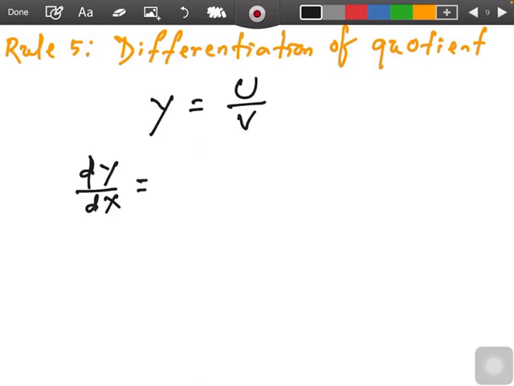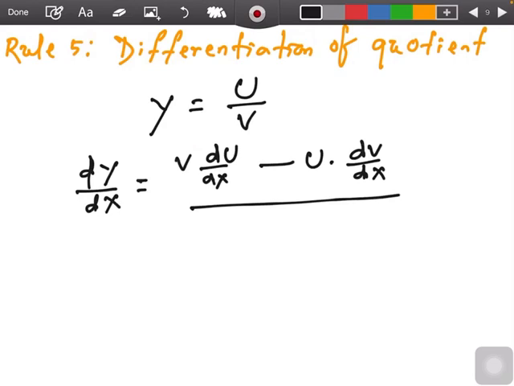So this is your v d by dx of u minus u derivative of v with respect to x divided by quotient का square, v square. This is rule number 5. Let us try to solve an example by applying this rule number 5.